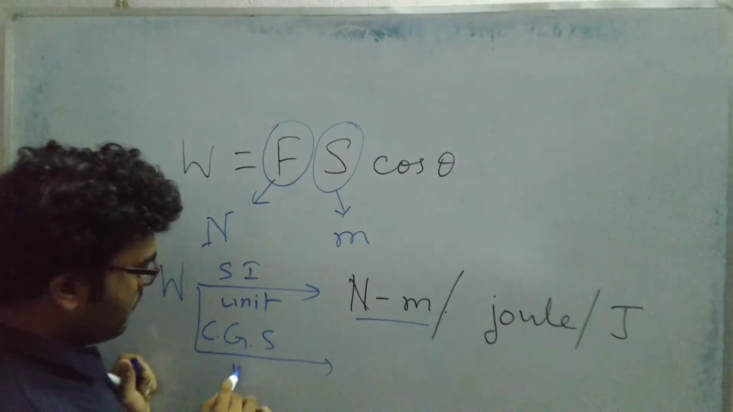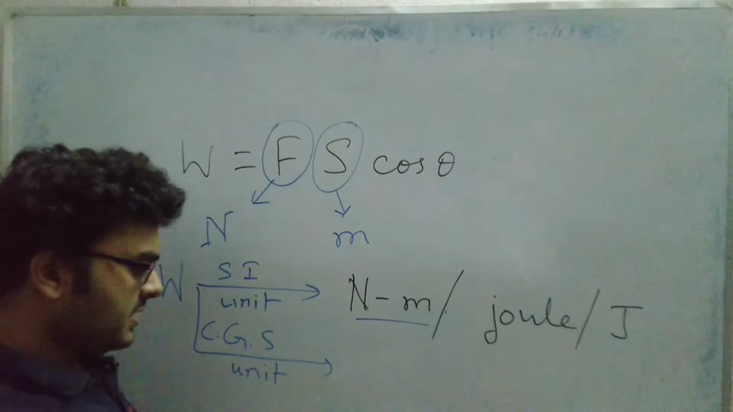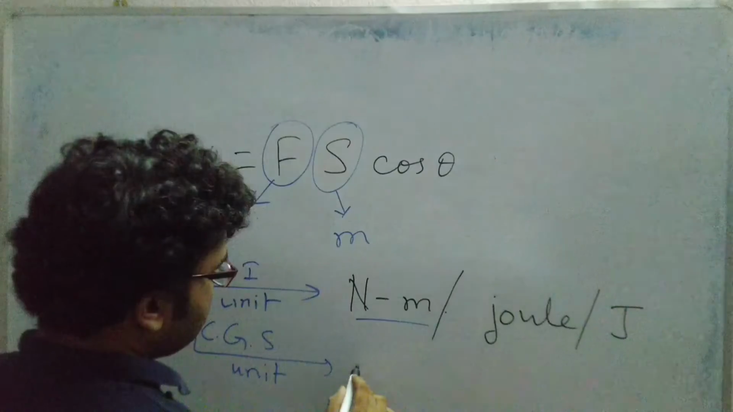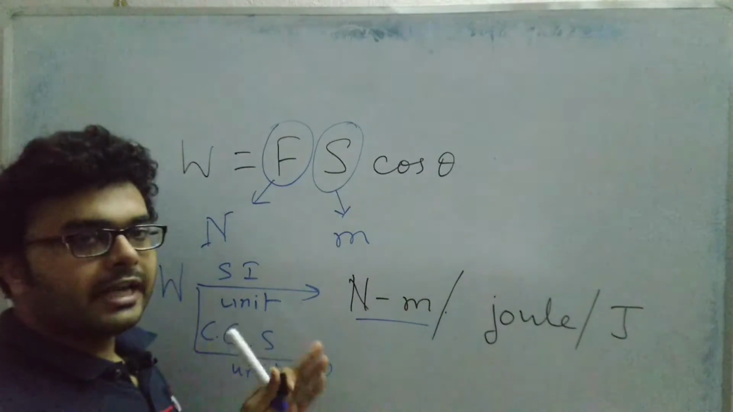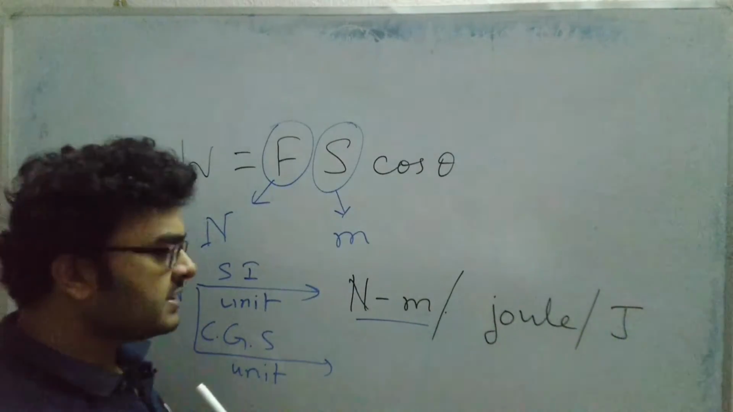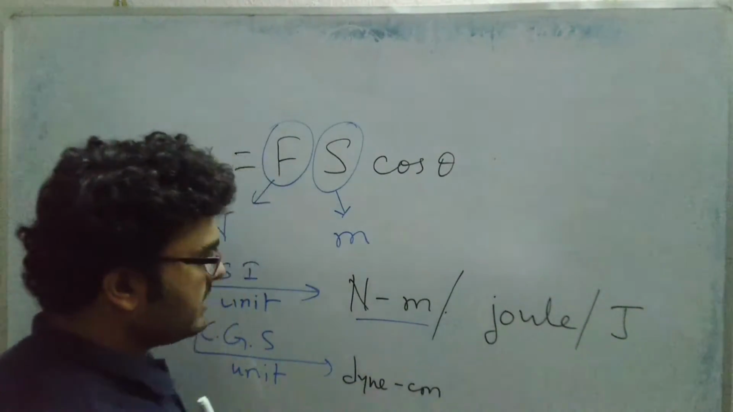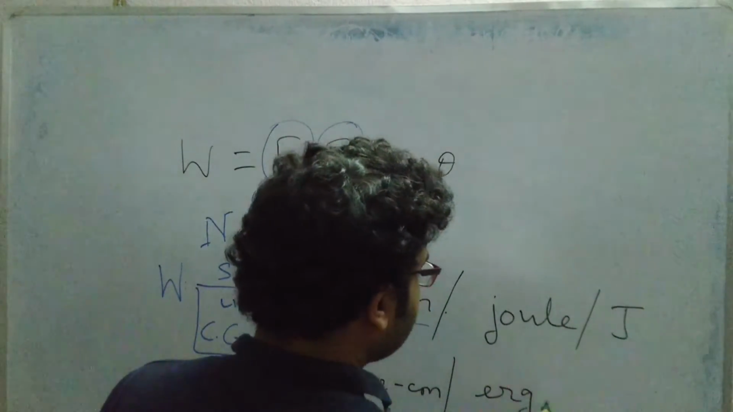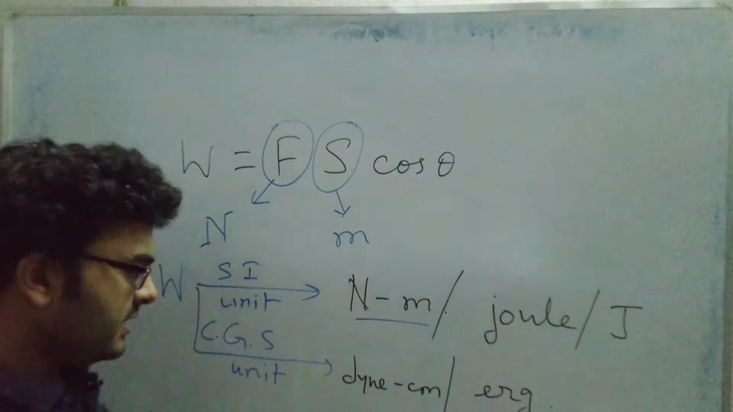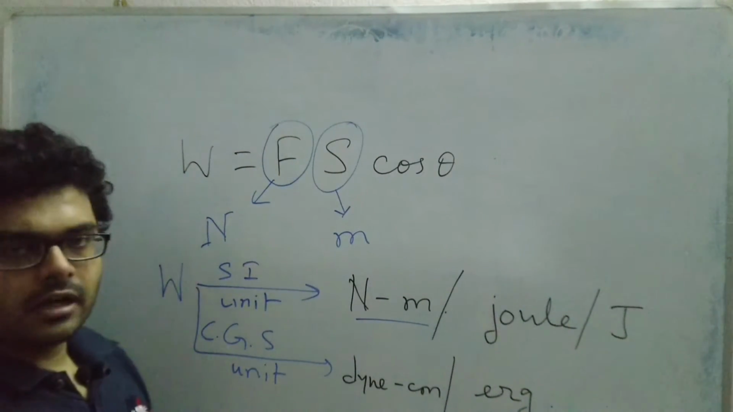of work is, as you can see, the SI unit of force is Newton. Likewise, the CGS unit of force is dyne. So dyne centimeter is the CGS unit, which has also been termed as erg, E-R-G. So as you can see, the two units of work are joule and erg.